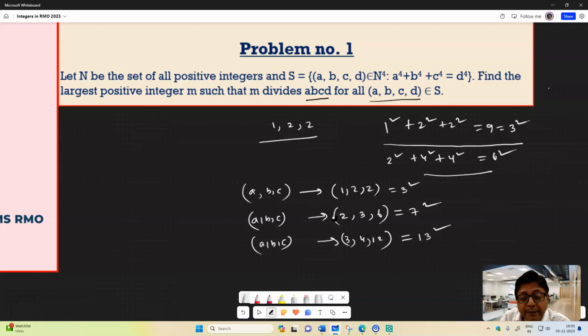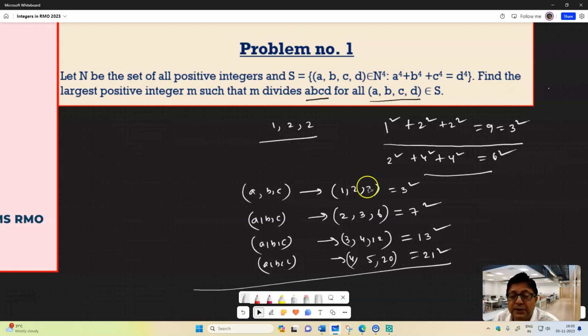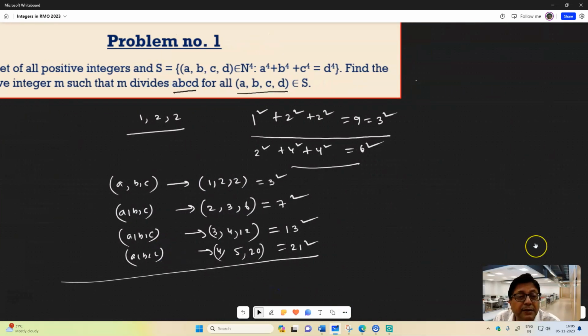If you take A, B, C as say 4, 5 and then 20, then this will become 20 square plus 25, that is 24, 4, 1, that is 21 square. Do you find any pattern over there? Are they following any pattern? Yes, they are following a pattern.